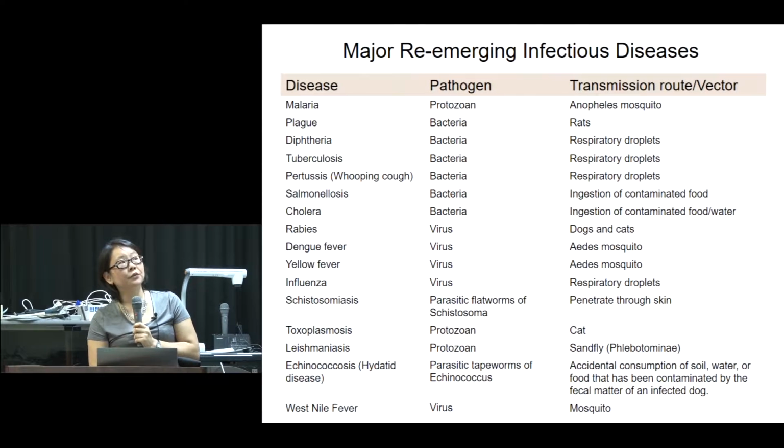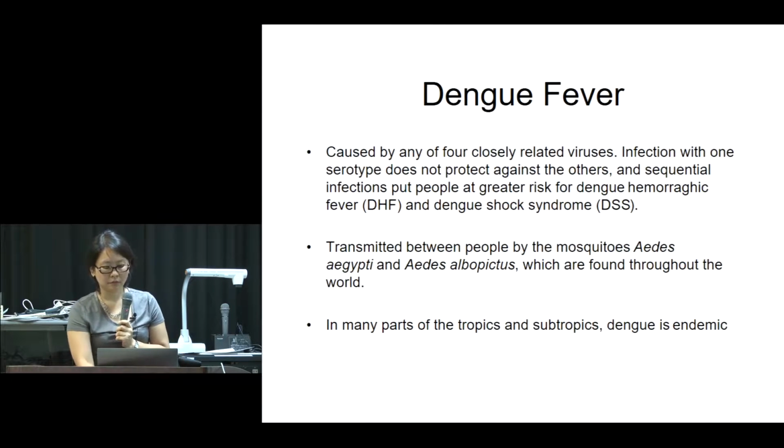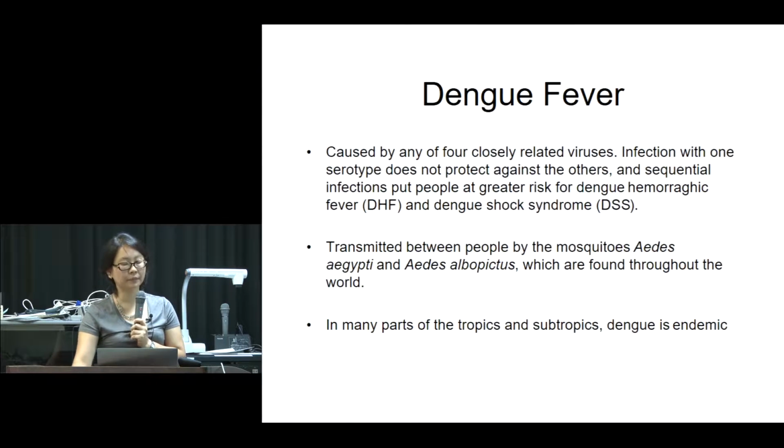So this is another list of major re-emerging infectious diseases. We have here the column of the diseases, the pathogen, and the transmission route or vector. At the top we have malaria, for instance, transmitted through female Anopheles mosquitoes. So we will review one of these diseases in the list, for instance, dengue fever.